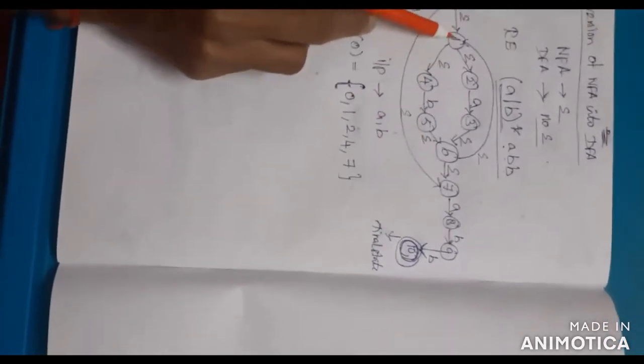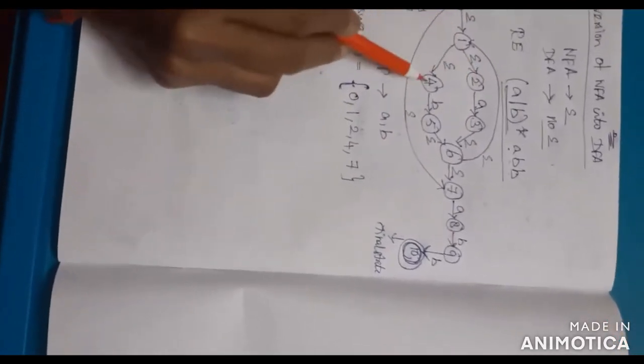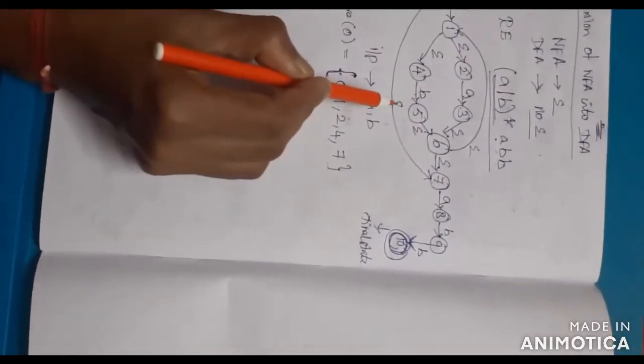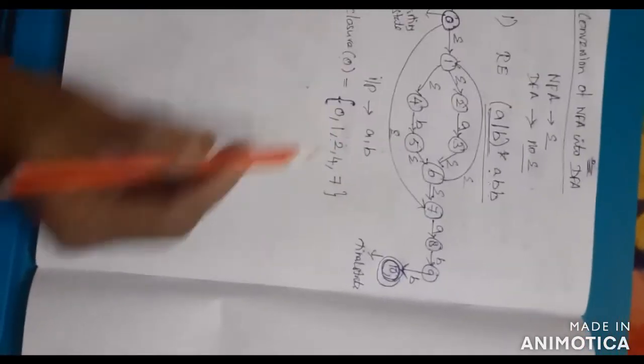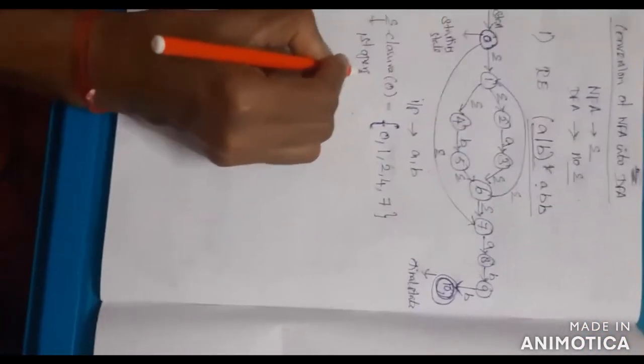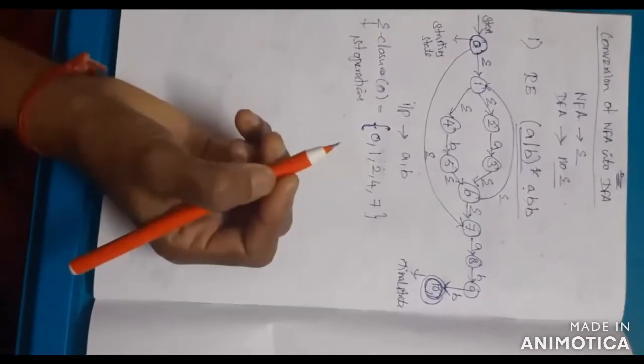So 0 to 1, and 1 can be moved from 1 to 2, 1 to 4. That's all. Then 0 can move to another state, 7. This is also epsilon. So this is for E closure of S. This is the first operation. Okay. What is the second operation?